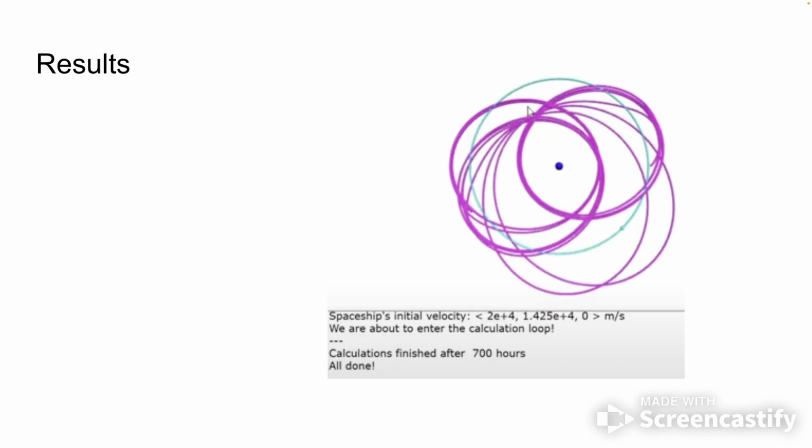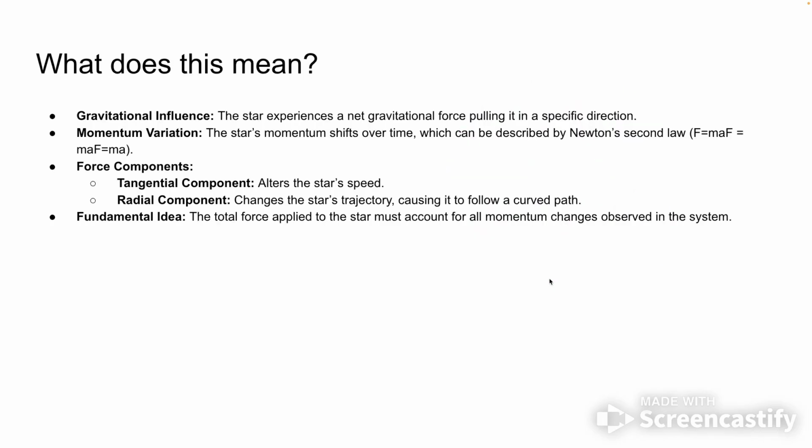So when we run the simulation, we observe how the spaceship moves in response to gravitational forces. If the initial velocity is set correctly, then the spaceship follows a stable figure-8 path around both the planet and moon. And if the velocity is too high or too low, the spaceship might either escape or crash. This highlights how sensitive orbital motion is to initial conditions.